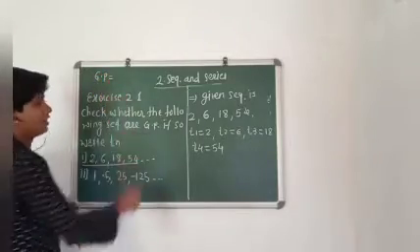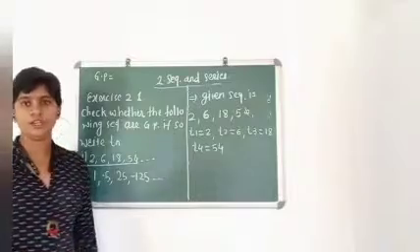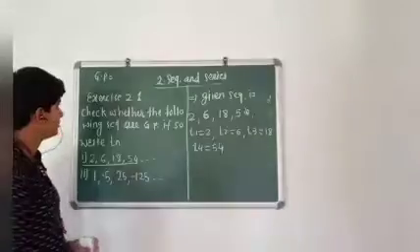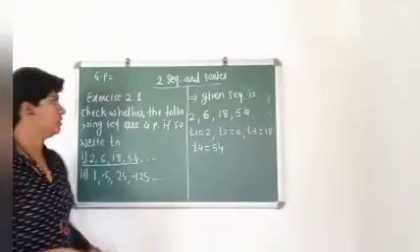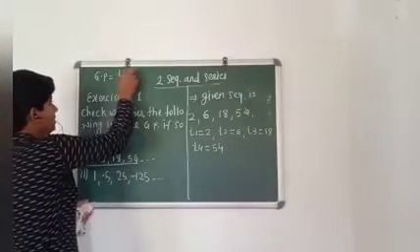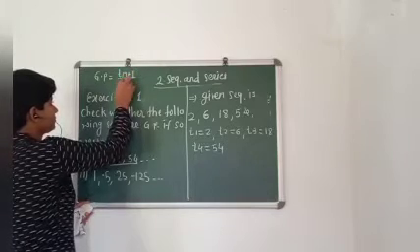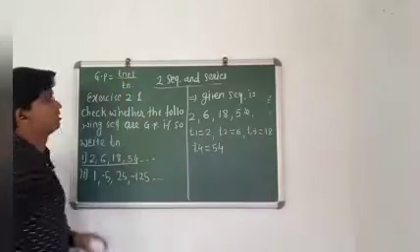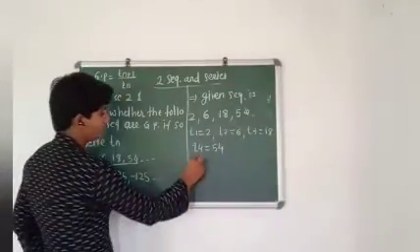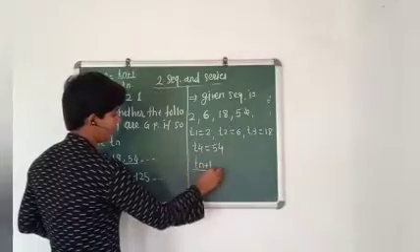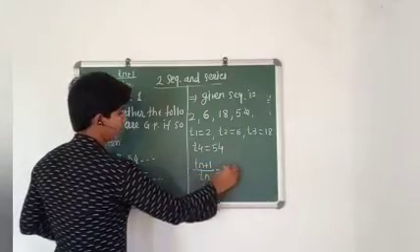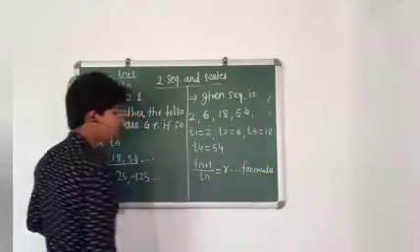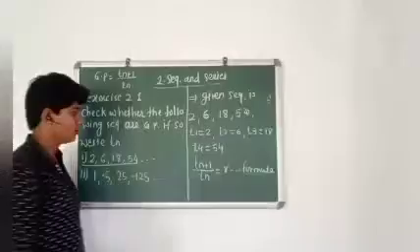If the ratio between any two consecutive terms is a constant, then we get a geometric progression, that is Tn plus 1 upon Tn. So here find Tn plus 1 upon Tn is equal to R. This is our formula, to find whether the ratio between any two consecutive terms is a constant.